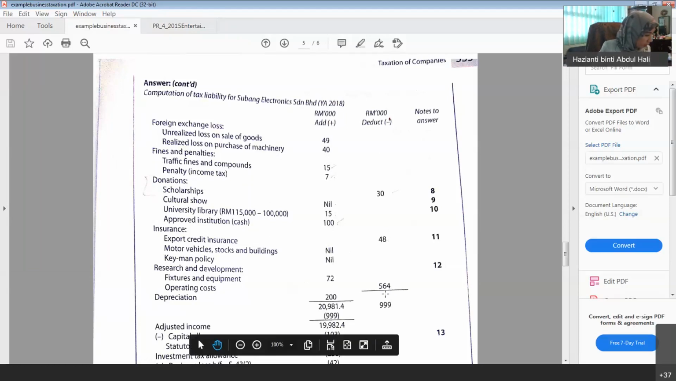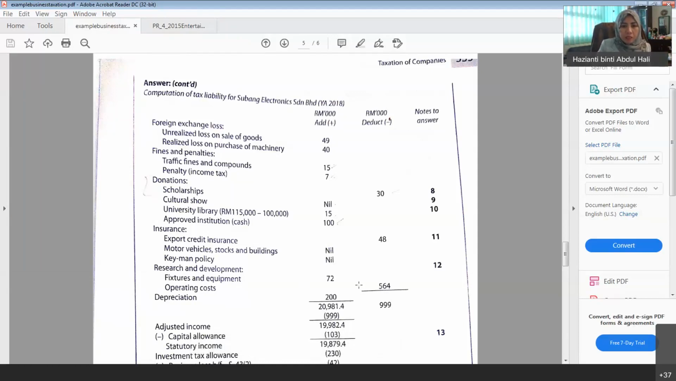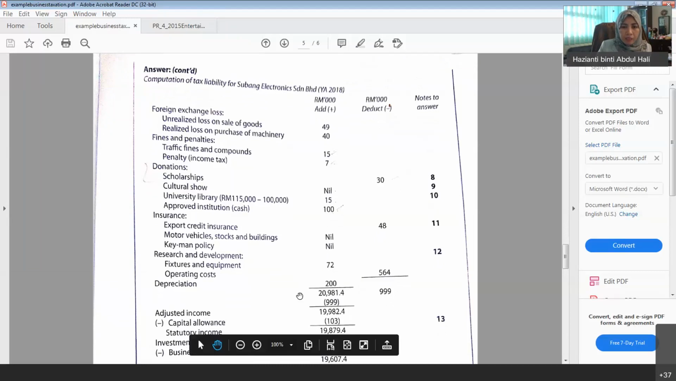Operating cost kena deduct lah. Operating cost deduct pun double. So boleh tengok tadi yang double deduction tadi. So these are the adjustment. So tambah jadi 20,981, but the deduction part is 999. So this is the adjusted income.